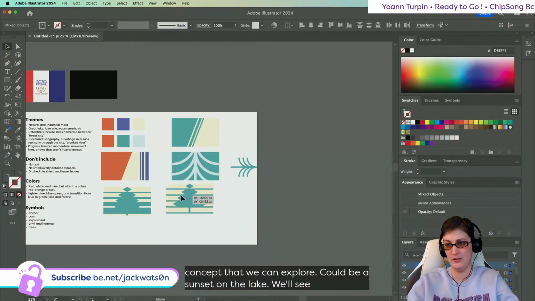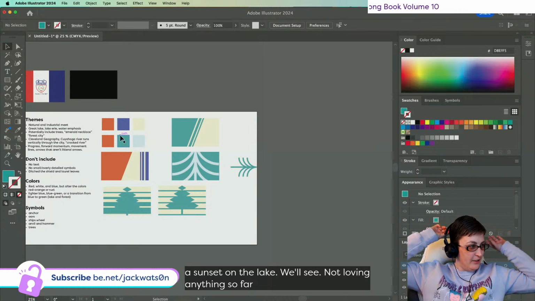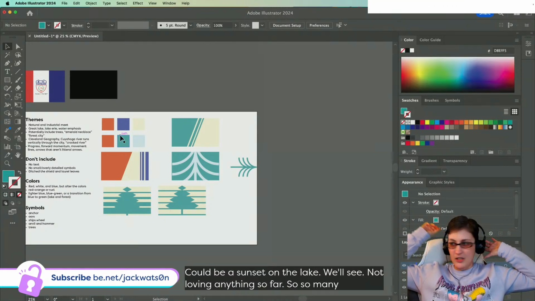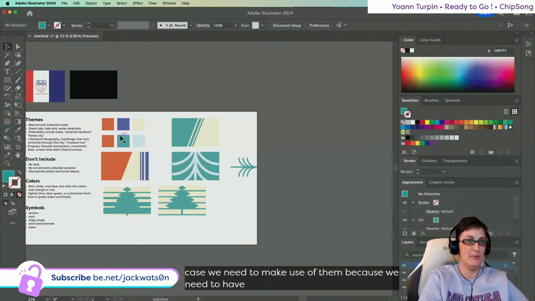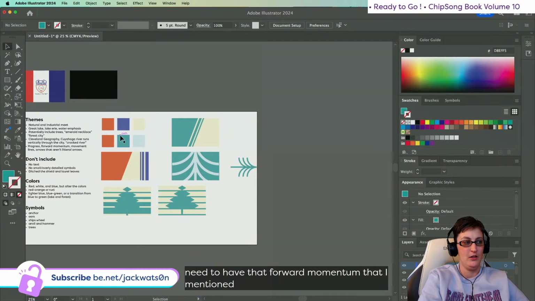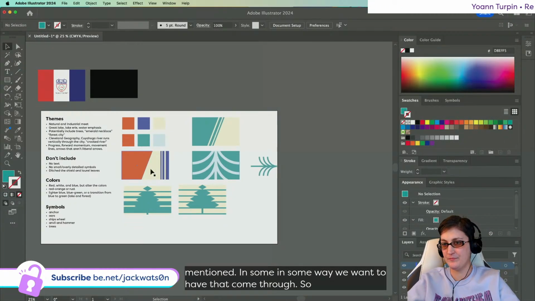Let's see. Not loving anything so far. So many triangles. Yeah, well, in this case, we need to make use of them because we need to have that forward momentum that I mentioned. In some way, we want to have that come through. So.